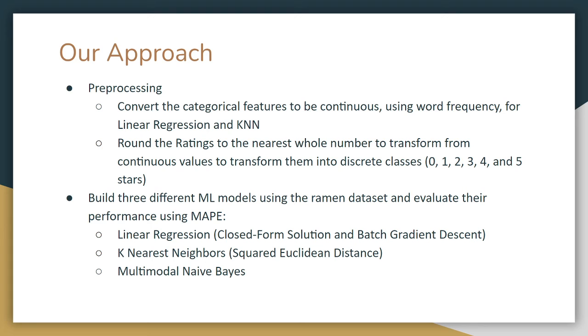We built 3 different machine learning models using the ramen data set to evaluate their performance. To evaluate their performance, we use mean absolute percent error. The 3 algorithms we used were linear regression, using both the closed form solution and the gradient descent variations. We used KNN, and to evaluate KNN, we used squared Euclidean distance, and we used multinomial naive Bayes for our 3rd algorithm.